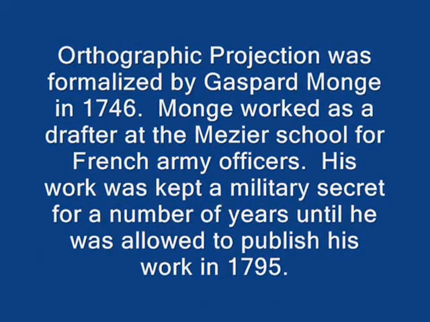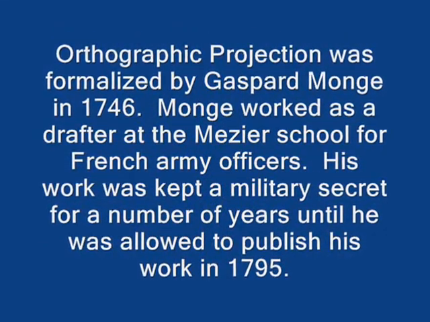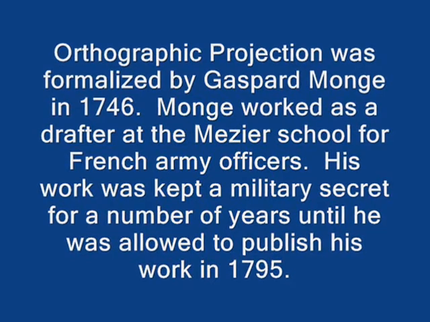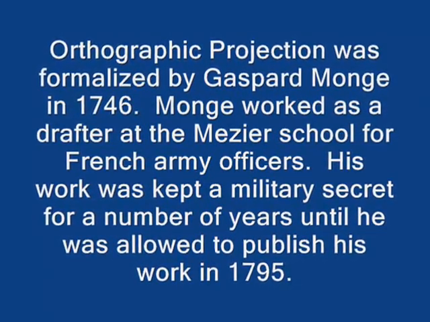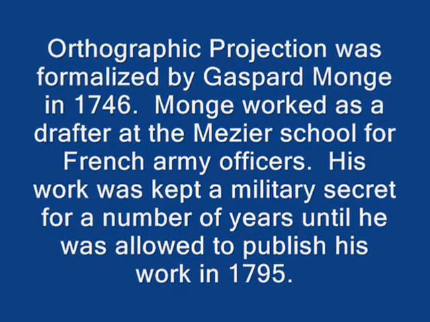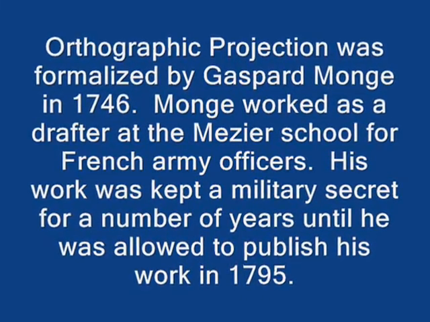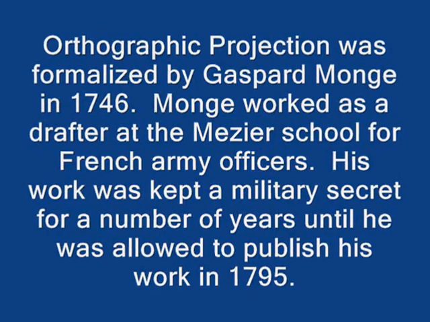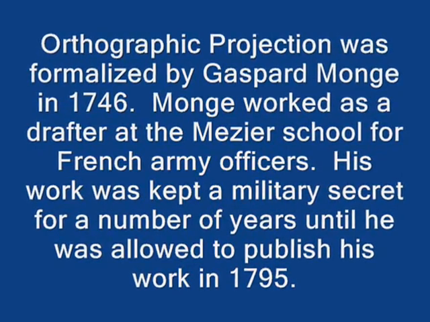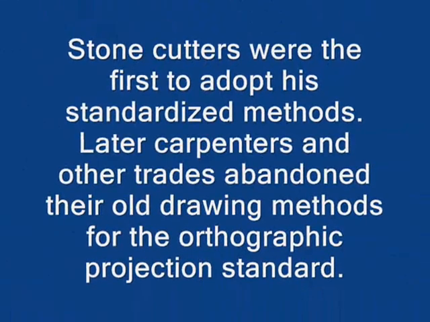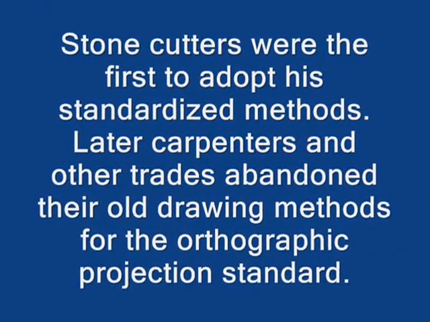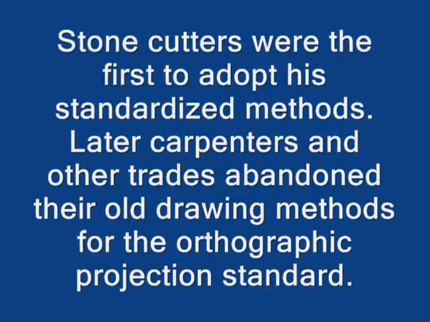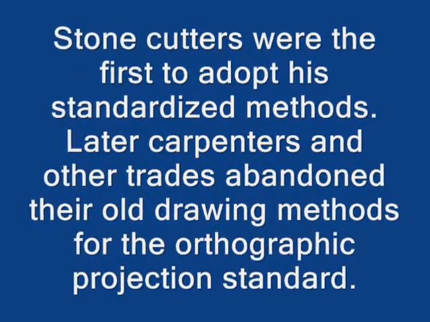Orthographic projection was formalized by Gaspard Monge in 1746. Monge worked as a drafter at the Mézières School for French Army Officers. His work was kept a military secret for a number of years, until he was allowed to publish it in 1795. Stonecutters were the first to adopt his standardized methods. Later, carpenters and other trades abandoned their old drawing methods for the orthographic projection standard.